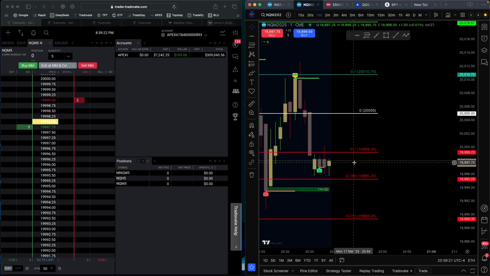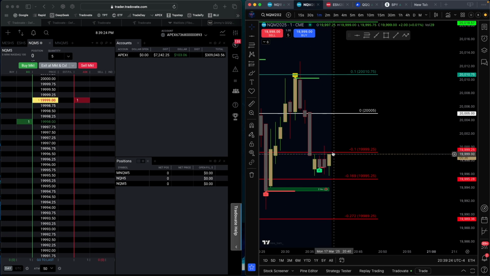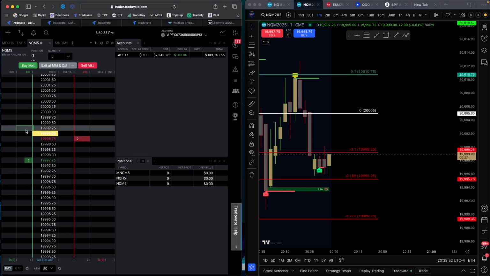Over here. So now we're kind of in between the fib points, but we're consolidating not on a fib point. So that's like a no trade for me. Although at 1999.25 could be a trade.